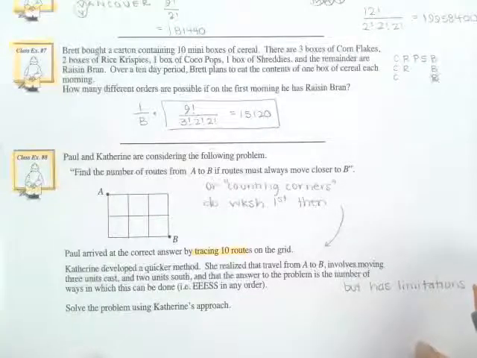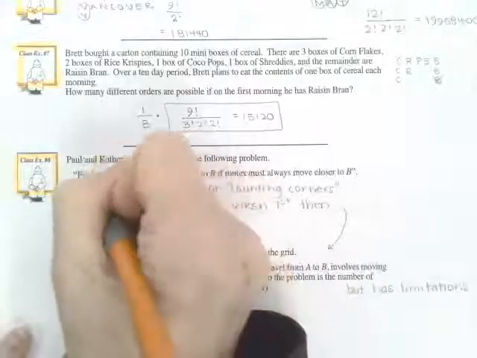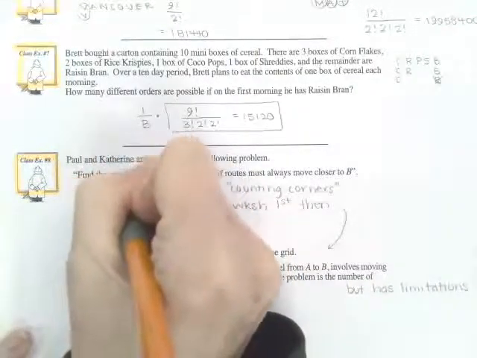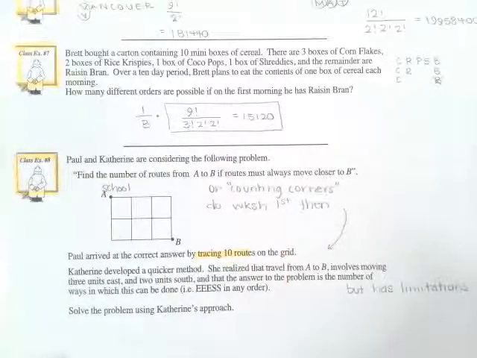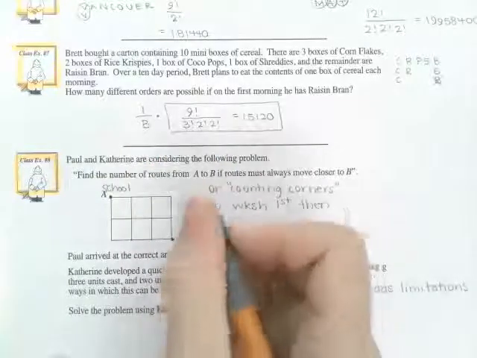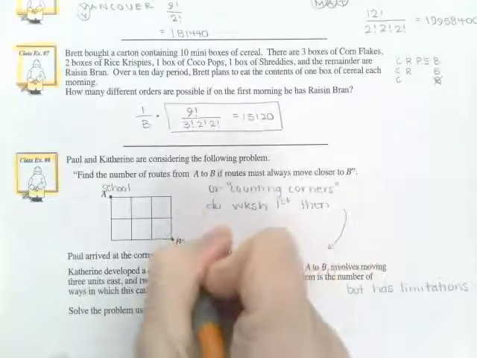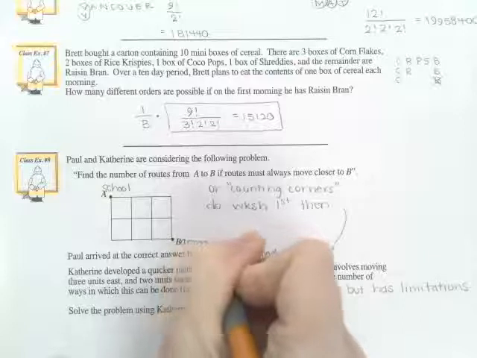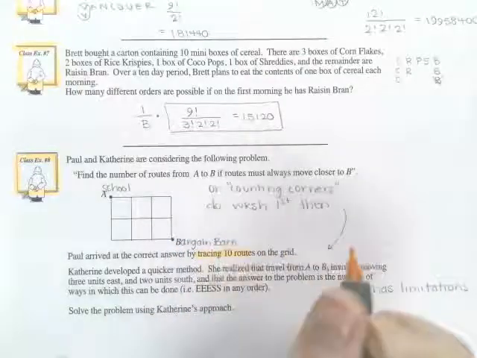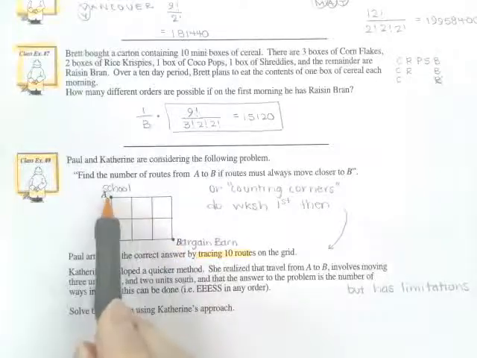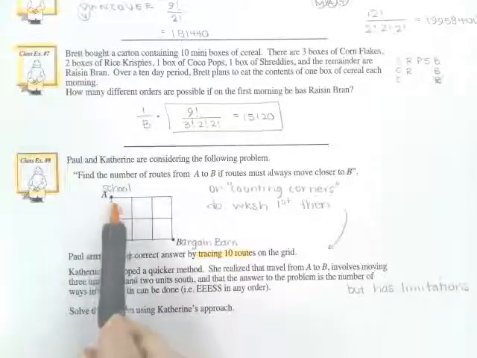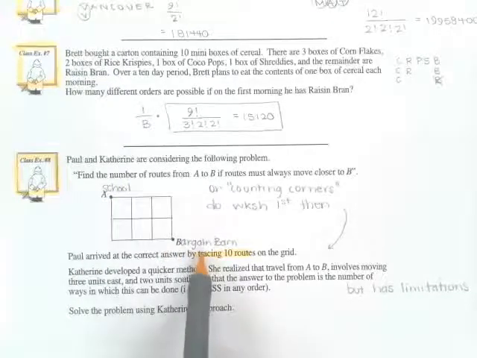Okay, next one. Paul and Catherine are considering the following problem. Find the number of routes from A to B if the routes must always move closer to B. Okay, this is you at school. And this is how many routes for you to get to, I don't know, where do we want to go? Oh, B, the bargain barn. And this is saying you always have to move closer, because obviously if you went here, down, and then you could backtrack, there would be an infinite number of ways. So we're always moving closer to the bargain barn.